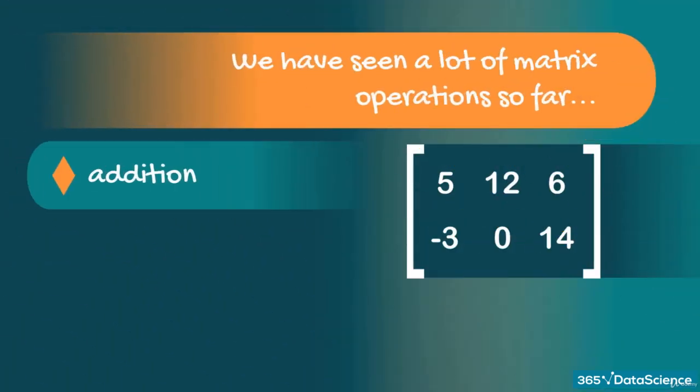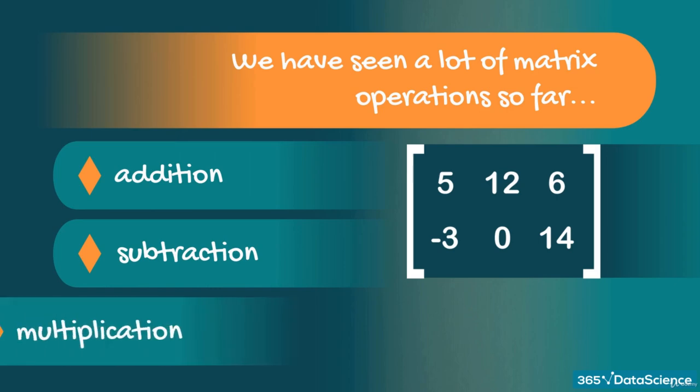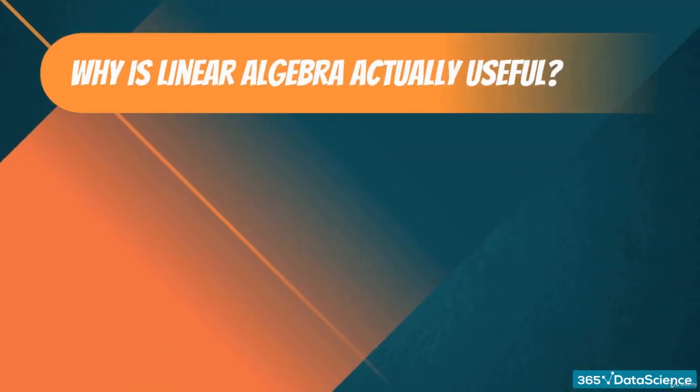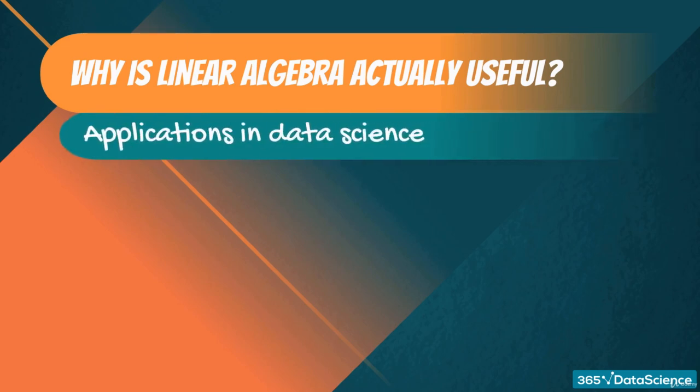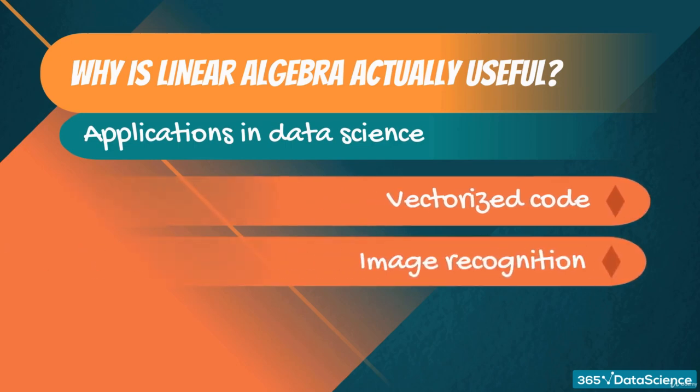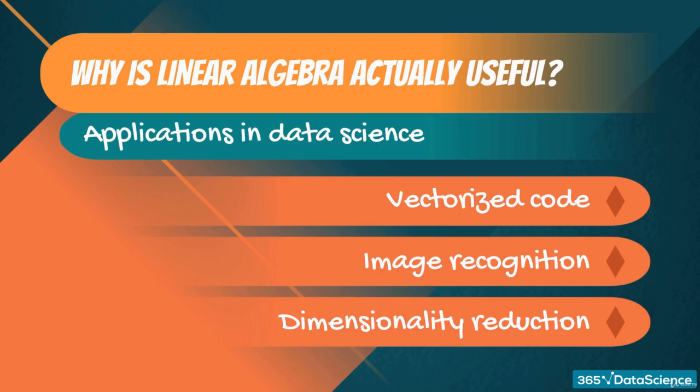We've seen a lot of matrix operations so far, but the big question for most of you remains: why is linear algebra actually useful? There are very many applications of linear algebra. In data science, in particular, there are several ones of high importance, which we will explore and use later on. Some are easy to grasp, others not just yet. In this lesson, we will explore three of them: vectorizing code, also known as array programming, image recognition, dimensionality reduction.